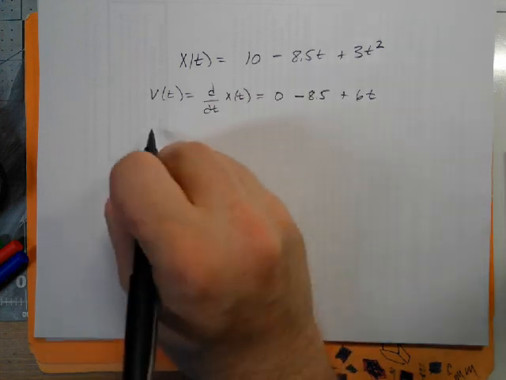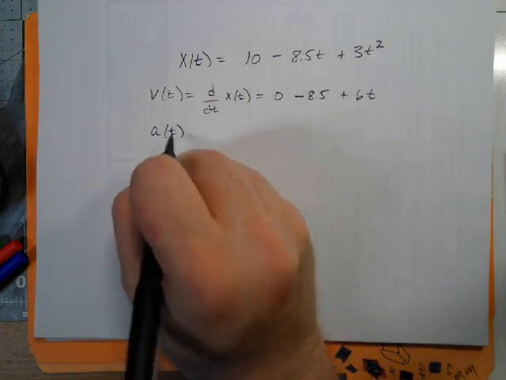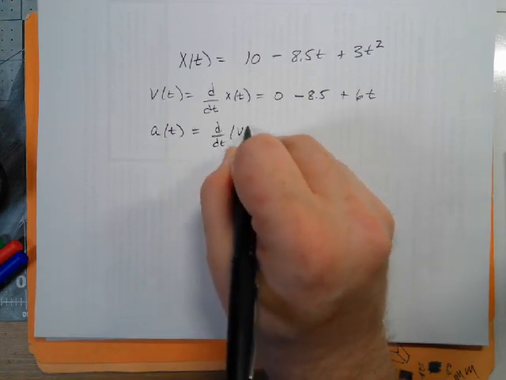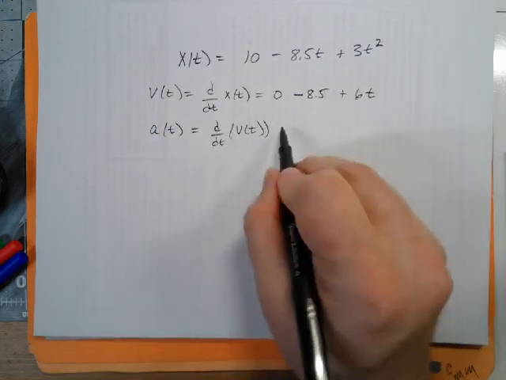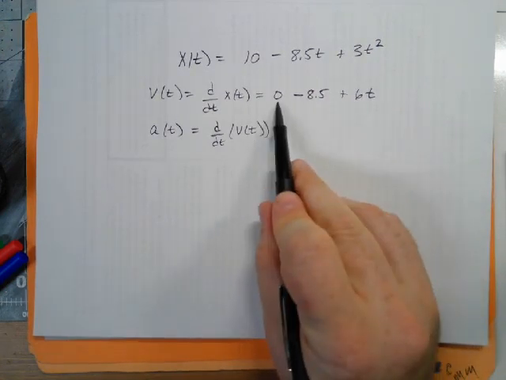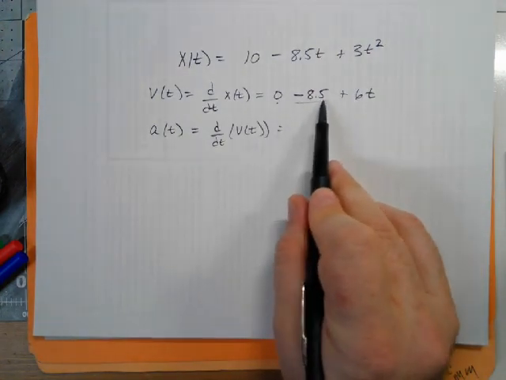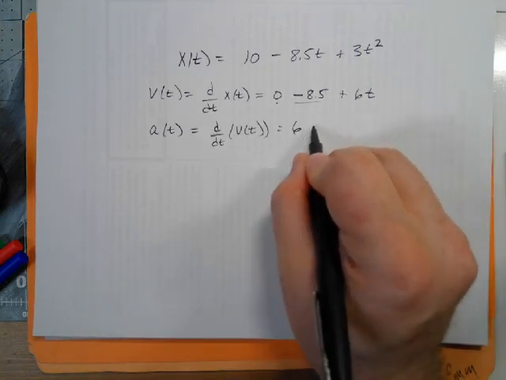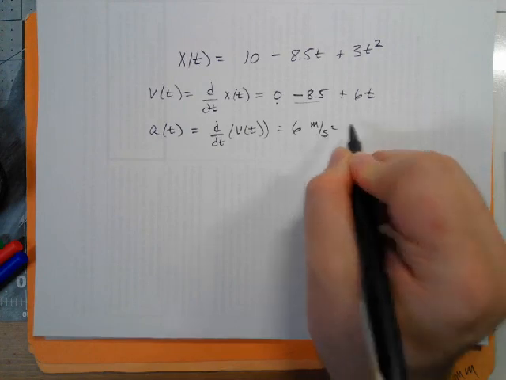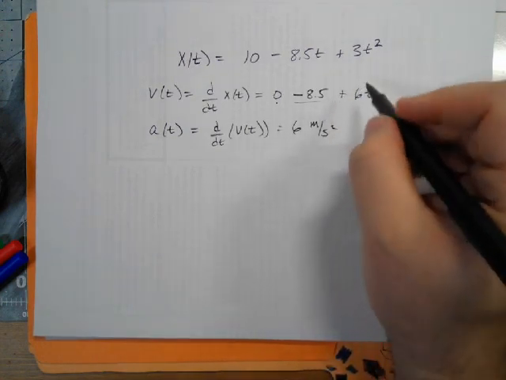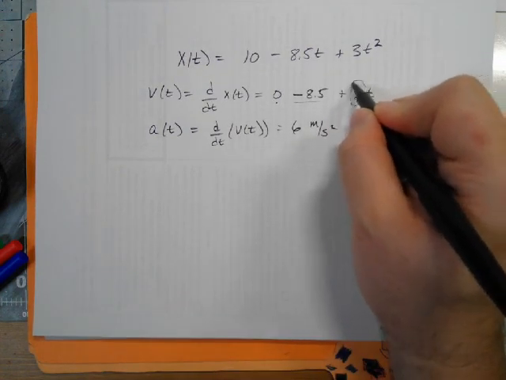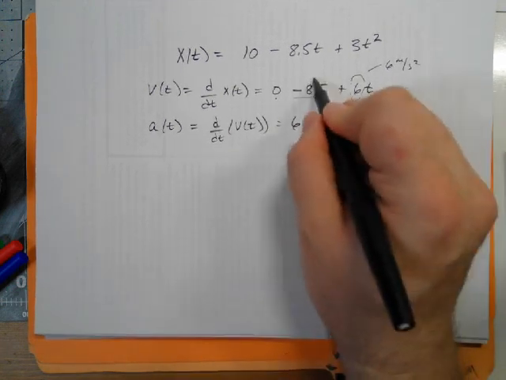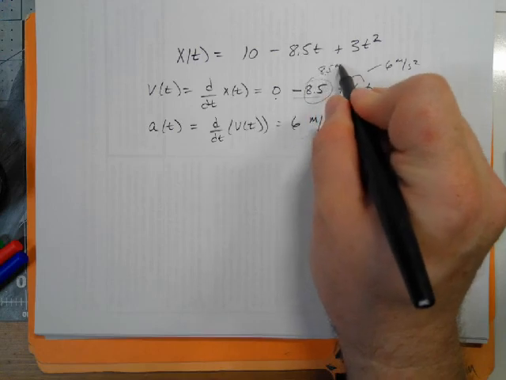Then we can go and say, well, what is the acceleration? Well, that is dt of v of t. When we look at that, well, the derivative of 0 is 0, and the derivative of this constant term is 0. And so the derivative of this is 6. And we put in some units. And then so we can kind of read it off of here. This is 6 meters per second squared. This is 8.5 meters per second.